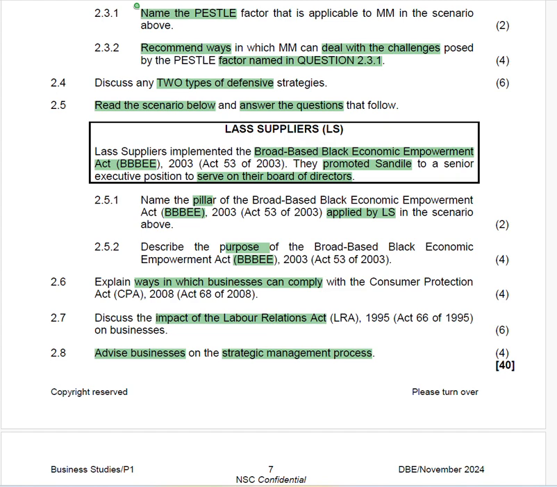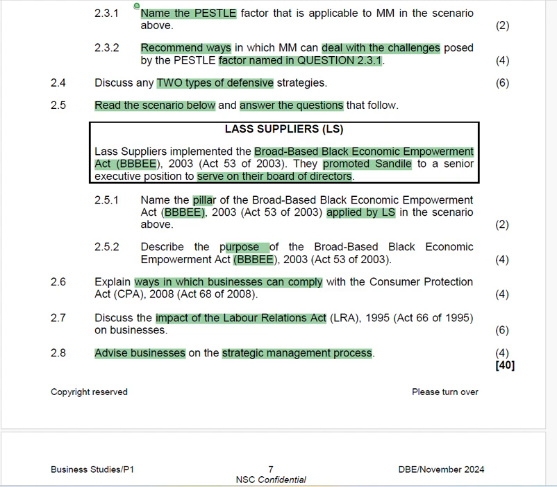So what are the key impacts of the Labor Relations Act on the business? It increased legal obligations. Employers will need to comply with numerous legal requirements, including fair dismissal procedures, non-discrimination, and the right to form or join trade unions. So the Labor Relations Act allows employees to form trade unions in the workplace so that they can communicate the issues they're encountering, either through discrimination or unfair procedures or unfair dismissal procedures.